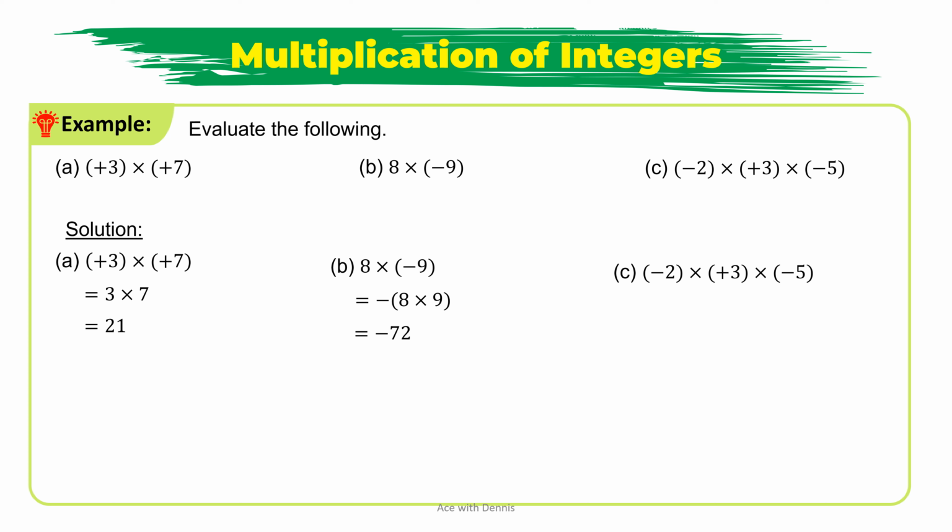For C, negative 2 times positive 3 times negative 5. So negative 2 times positive 3, we get negative 6. And followed by multiplying with negative 5. And we get the answer, which is 30.